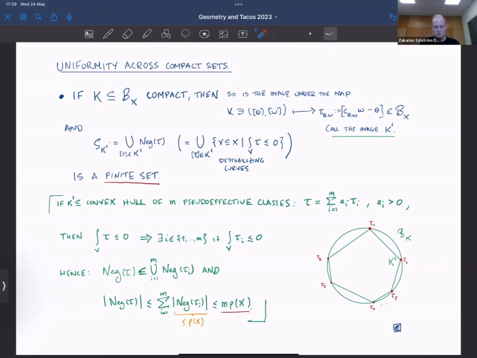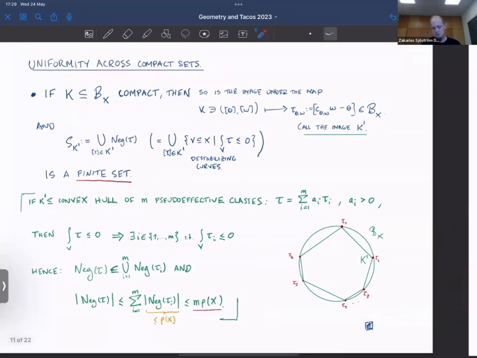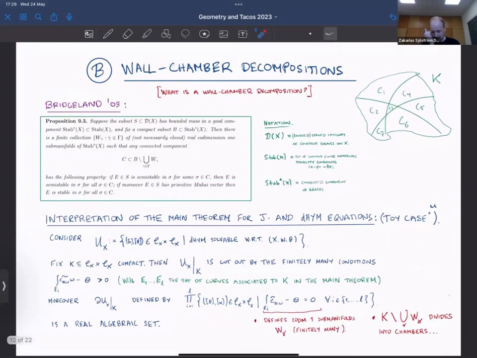So now this uniformity, as I said, actually turns out to allow us to talk about the next topic, which is wall and chamber decompositions. So first, what is a wall and chamber decomposition? What do I mean by this? So this goes back to Bridgeland, and I just take a sample result from one of his papers here, in this case from 2003.